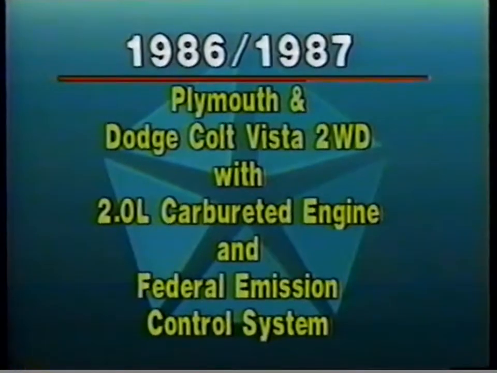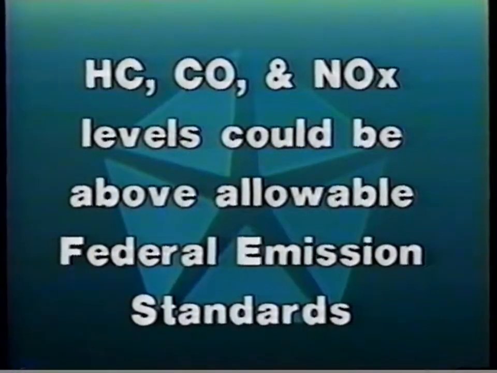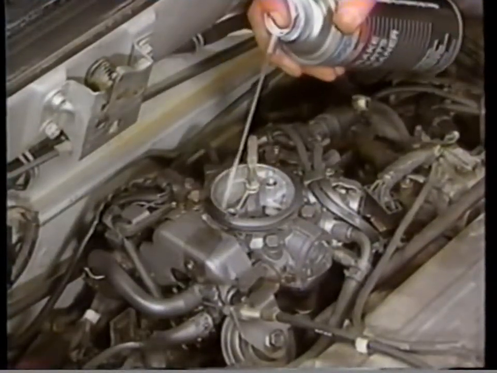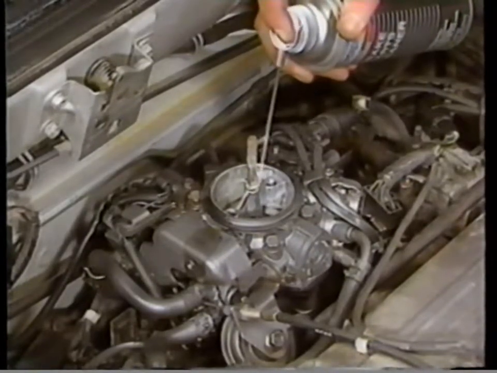The emissions recall detailed in this program involves 1986 and 1987 model year Plymouth and Dodge Colt Vista two-wheel drive vehicles equipped with a 2-liter carbureted engine and Federal Emission Control System. These vehicles may emit hydrocarbons, carbon monoxide, and oxides of nitrogen in excess of Federal Emission Standards. To correct these conditions, the carburetor air bleed jets, choke shaft, and linkage must be cleaned.